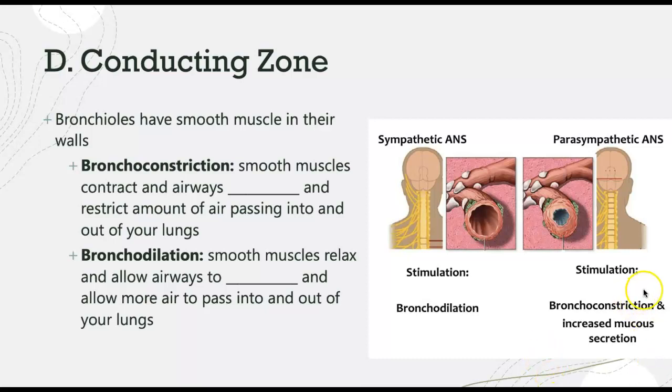Bronchoconstriction is when the smooth muscles in here contract and our airways start to narrow, and therefore restrict the amount of air passing into and out of our lungs. Sometimes this will lead to more mucus production as well. So you can see here that it is more controlled through our parasympathetic autonomic nervous system.